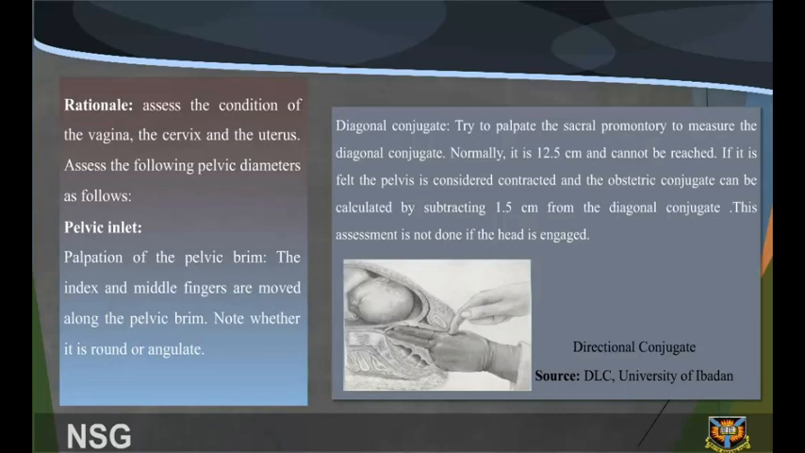Assess the following pelvic diameters. Pelvic inlet. Palpation of the pelvic brim. The index and middle fingers are moved along the pelvic brim. Note whether it is round or angulate. Diagonal conjugate. Try to palpate the sacral promontory to measure the diagonal conjugate. Normally, it is 12.5 cm and cannot be reached. If it is felt, the pelvis is considered contracted and the obstetric conjugate can be calculated by subtracting 1.5 cm from the diagonal conjugate. This assessment is not done if the head is engaged.